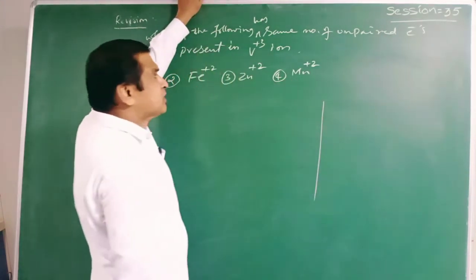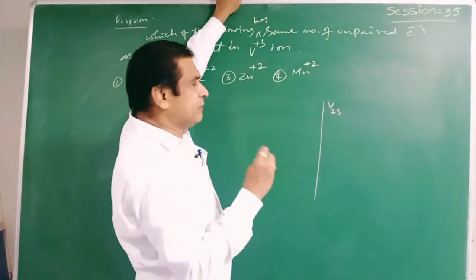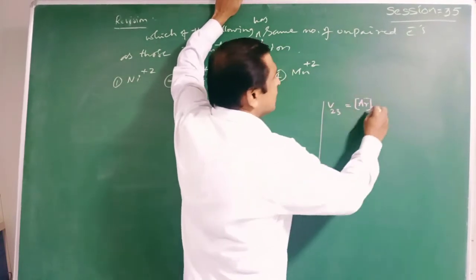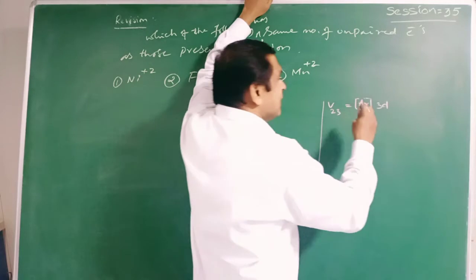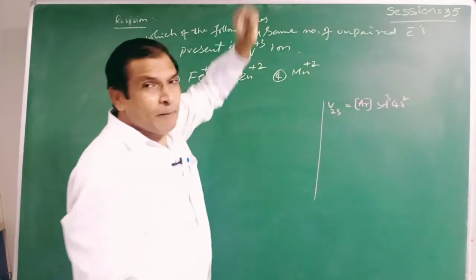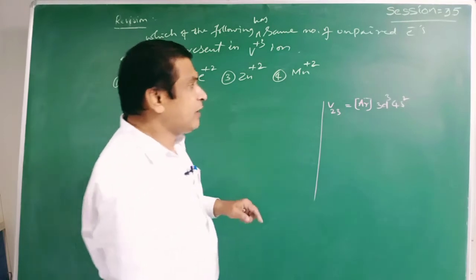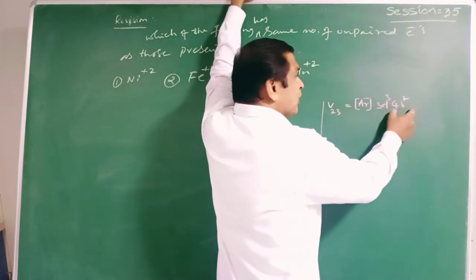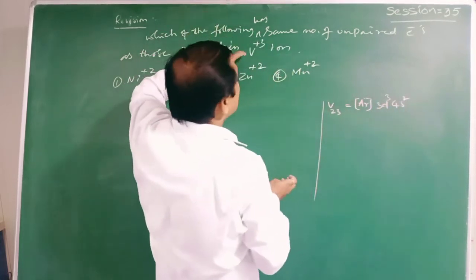Explanation of the solution. Vanadium atomic number is 23: scandium, titanium, vanadium 23. So the normal configuration becomes argon 4s2 3d3. I am writing the valence shell as 3d3 4s2, and according to the principle we write 4s2 3d3. So that you can understand the outermost valence shell easily: 18, 20, 23 balanced.